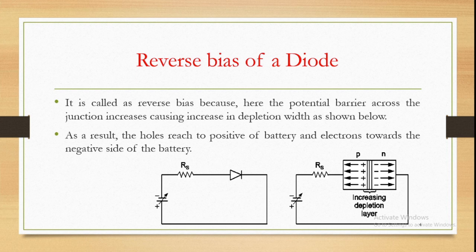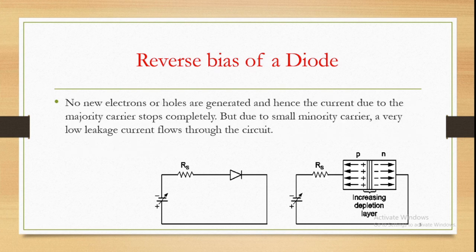As a result of this, holes move towards the negative terminal of the battery and electrons towards the positive terminal. No new electrons or holes are generated within the semiconducting material, hence the current due to the majority carriers stops completely. But due to the small minority carriers, a very low leakage current flows through the circuit.